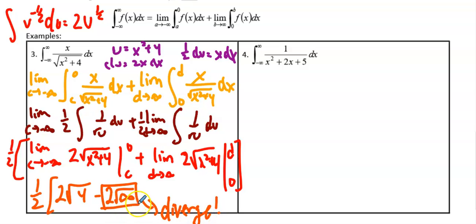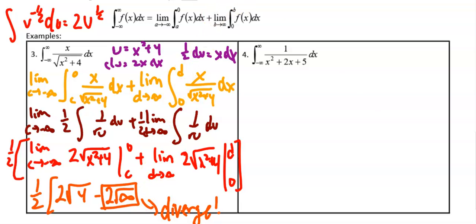My answer cannot have infinity in it. It cannot be infinity. So I was talking about this at the end of the first video. Anytime you get something and you evaluate it, and you get this right here, it's going to diverge, because this is not a number. 2 times infinity is not a number we can actually calculate. We're looking for an actual answer here. So this is going to be a problem that diverges.